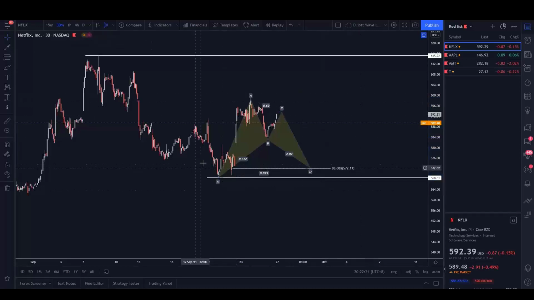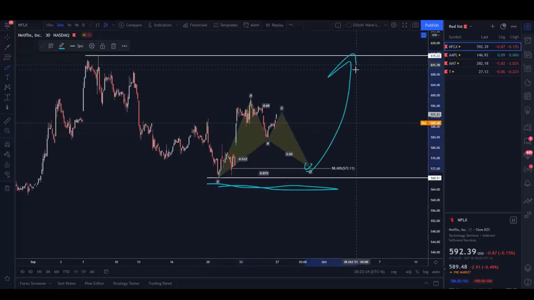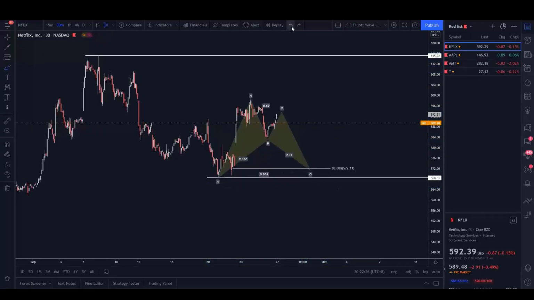Okay, so this is a bat pattern here as well, which means that if you're looking to enter based on a harmonic pattern, this is your entry, and then of course your stops will be perhaps somewhere below here as well. And you're looking for an upside. So yes, most of these are all showing signs of upside.